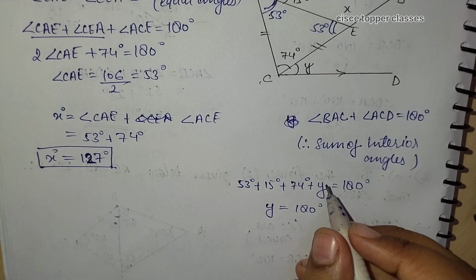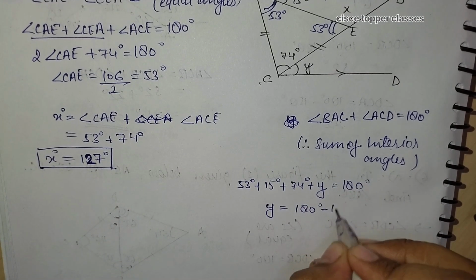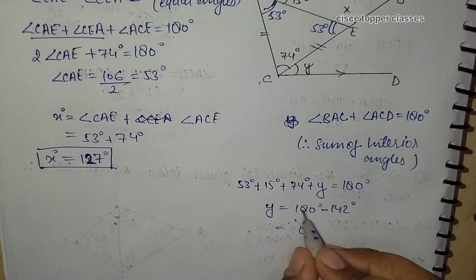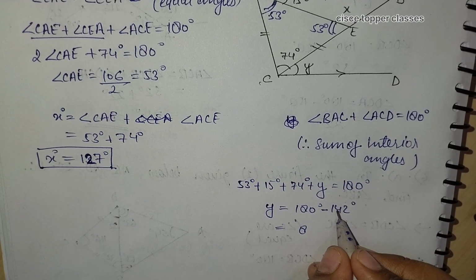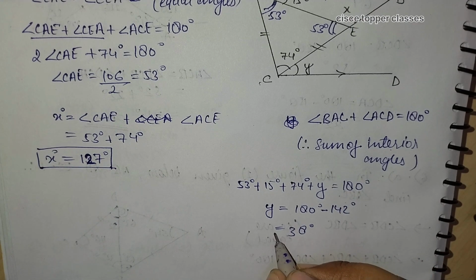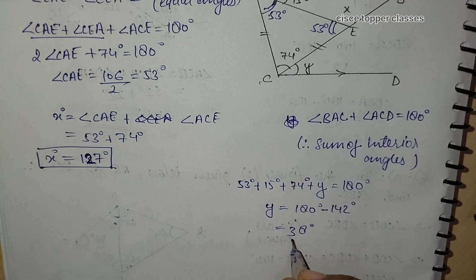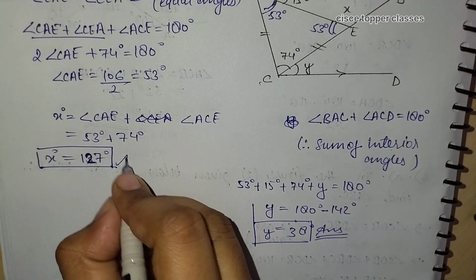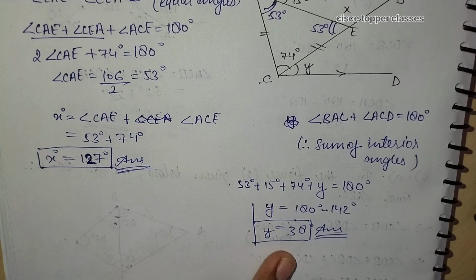We will add these three here. So we can simply say 180 degree minus 140 degree, and here this will be 8, and 17 minus 14 will be 38 degree. So the value of angle y here is 38 degrees. So this is also the answer here, and this is equal to y here, and this is also the answer. This is the value of x and this is the value of y here.